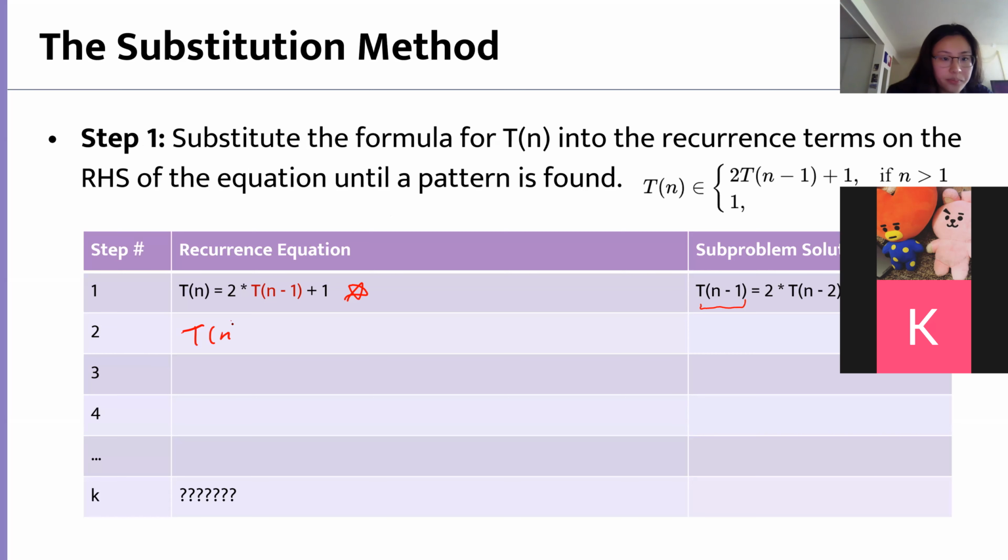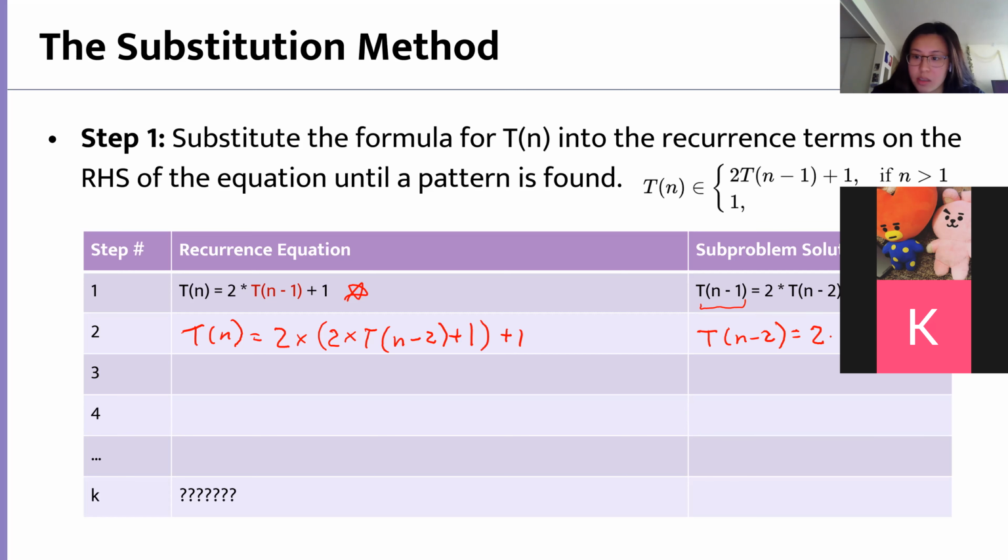So t of n is equal to 2, and then we want to substitute this t of n minus 1 in the subproblem into this t of n minus 1 here. So we'll do 2 times t of n minus 2 plus 1. And don't forget about that 1 up here. And then this subproblem right here, we'll just decrease it by 1 term. So t of n minus 2 is equal to 2 times t of, I think it's n minus 3, plus 1.